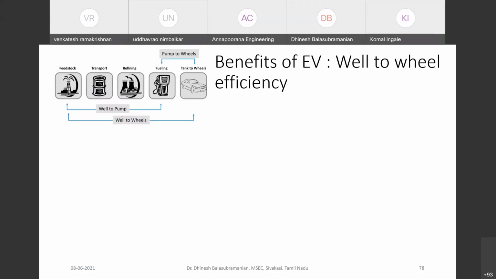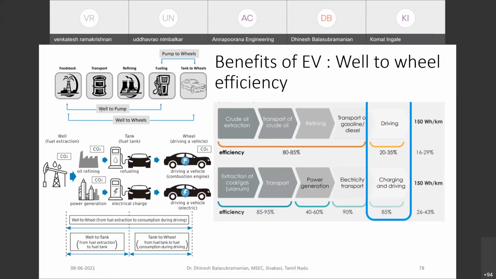And this slide talks about the well to pump and the well to wheels. So well to pump talks about how the crude oil is utilized to power the internal combustion engine, and this internal combustion engine emits the CO2 emission. But now we are talking about electrical energy. In case of electrical energy, the crude oil is used to produce power by means of a thermal power plant or any other power plant which produces electricity, and that is given to the wheels.